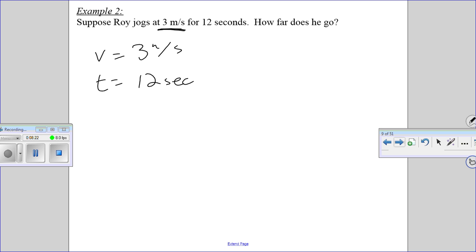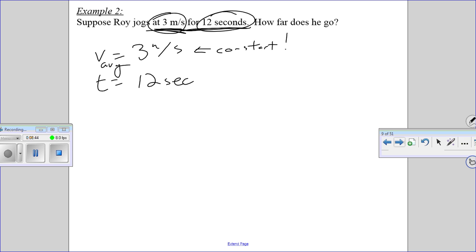Now, here's another assumption that we're going to make. It says that he's jogging at this velocity for this amount of time, right? Which implies that for this entire amount of time, this is his velocity. And so it looks like this is constant, right? It looks like he's not speeding up or slowing down or anything. So I can call this my average velocity, right?